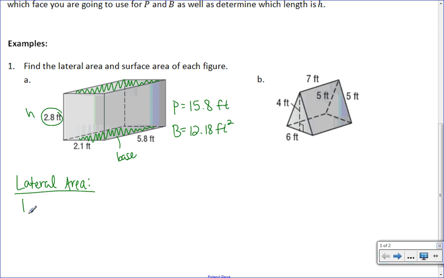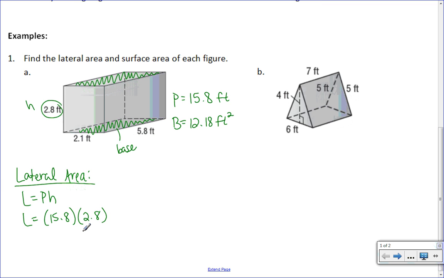The formula says L equals PH. Lateral area is equal to the perimeter of the base times the height. Well, we now know the perimeter of the base is 15.8 feet, and the height is 2.8 feet. So let's just substitute those. And now all that's left to do here is multiply. 15.8 times 2.8, we should get a lateral area of 44.24 square feet.